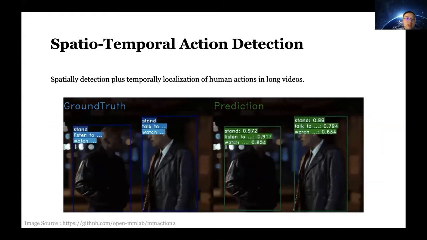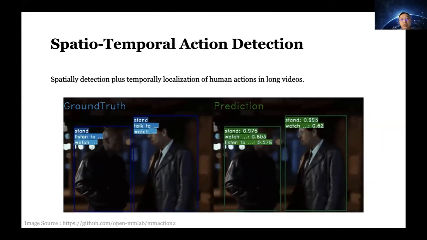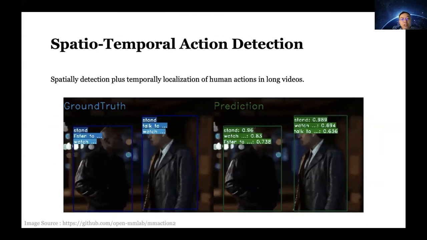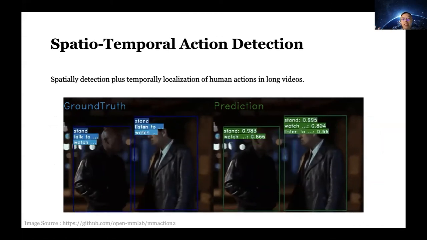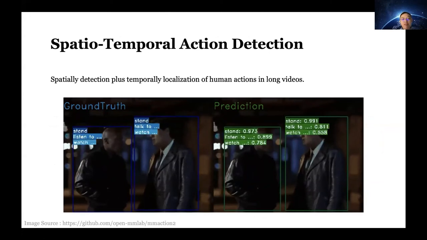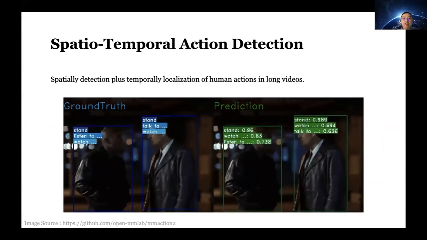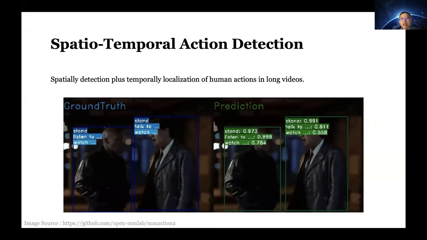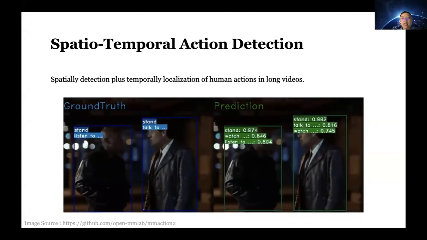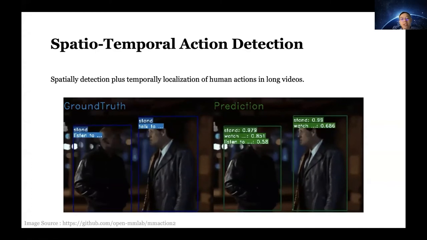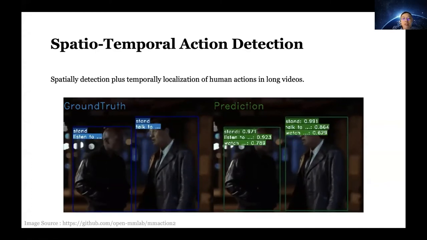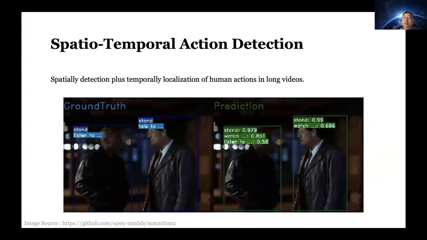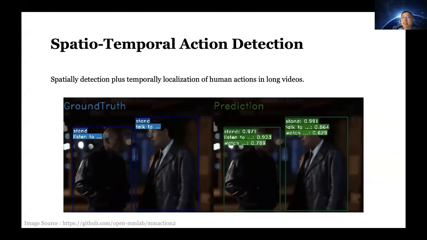And recently, in this community, an even more challenging task called spatial temporal action detection is gathering increasing attention. In this task, when you try to localize a specific action, you not only have to output the temporal interval, you also have to output the spatial location of the action. For example, here there are two men standing facing each other. When we try to localize the action, in addition to describing that there are two men standing there, we have to output bounding boxes on every frame to describe where these two people stand.